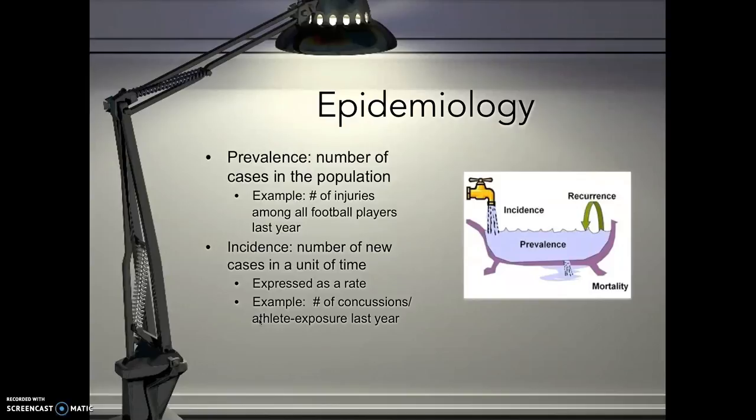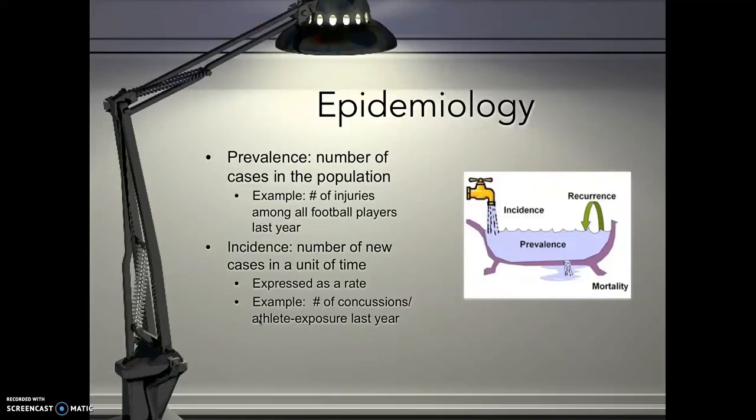Now, two of the big concepts in epidemiology are prevalence and incidence. As you can see depicted here, the prevalence would be the number of cases that already exist, whereas the incidence would be the number of new cases. You think of it as new cases coming into a particular population. A good example of prevalence would be the number of injuries among all football players last year, whereas incidence is typically expressed as a rate. So the number of concussions per athlete exposure last year.